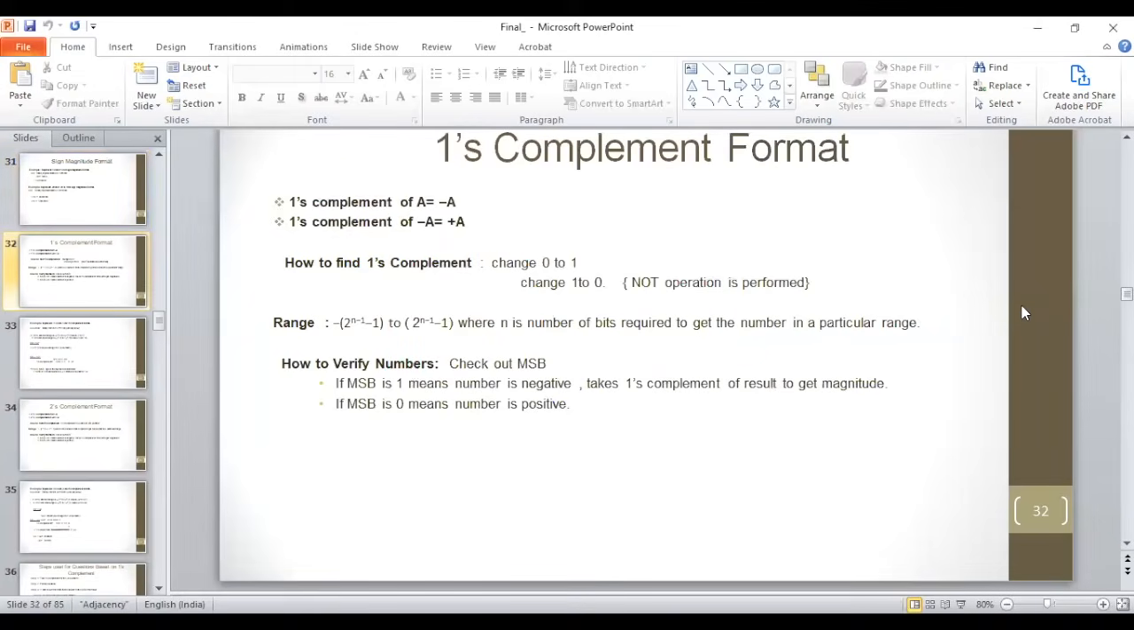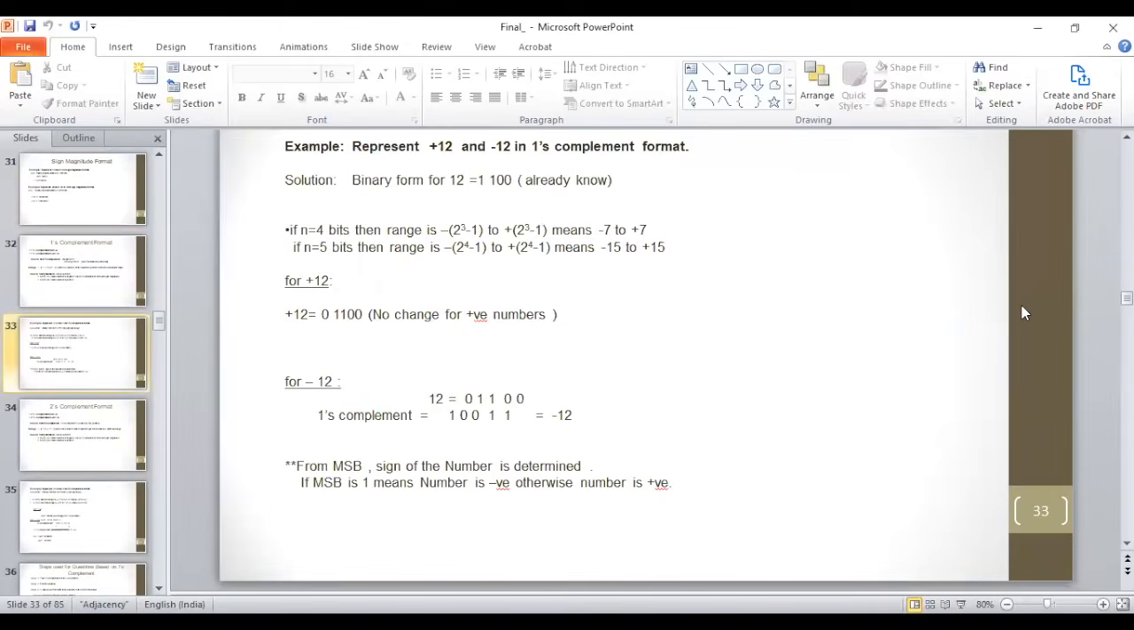Similarly, in first complement, I already discussed that the first complement of A is minus A, where the first complement of minus A is plus A. So its first complement is nothing but the inversion process, 0 to 1 or 1 to 0. And we have to take the second complement value whenever the negative number is there. I hope it's clear. Plus 12 and minus 12 again. 12 you know very well. How can we write it? We can write it as 1100.